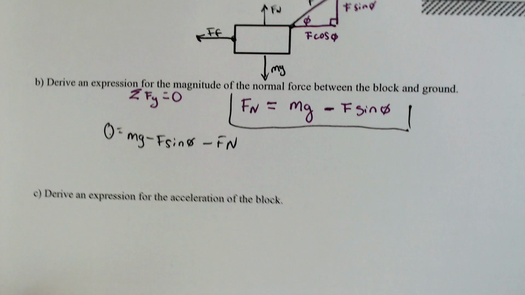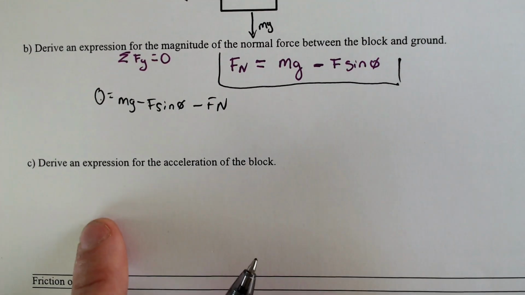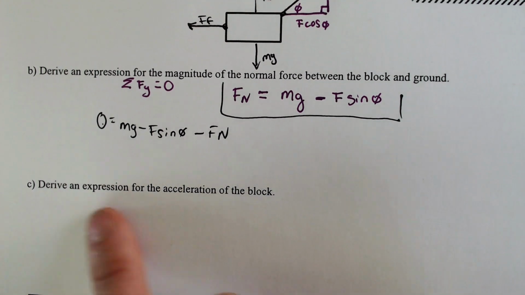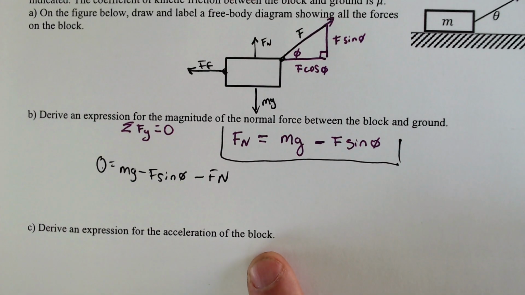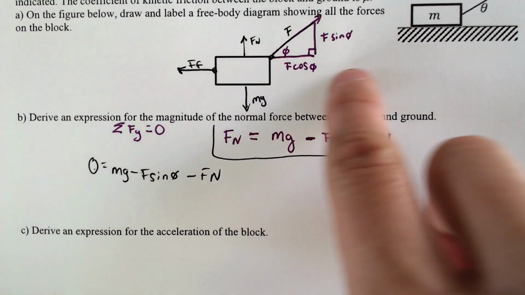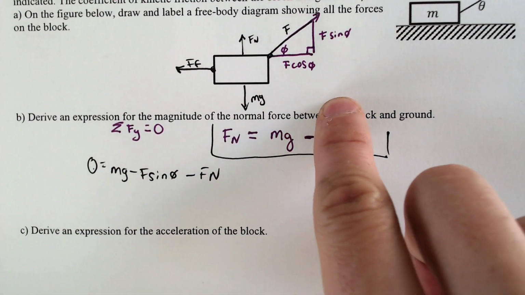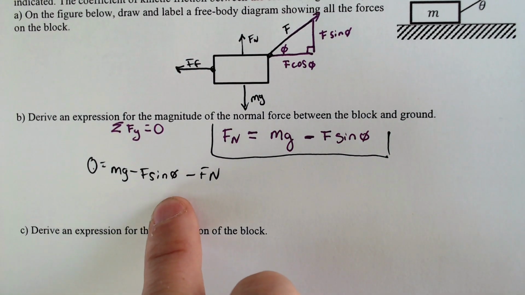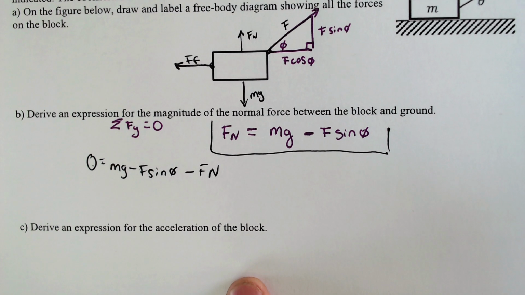All right, next part. This is the more important part. Derive an expression for the acceleration of the block. So the acceleration of the block indicated by everything that's occurring. Well, the block is accelerating in the right direction, on the way to the right. It is not accelerating upwards. We already determined this block is on the ground. So it is accelerating only to the right.